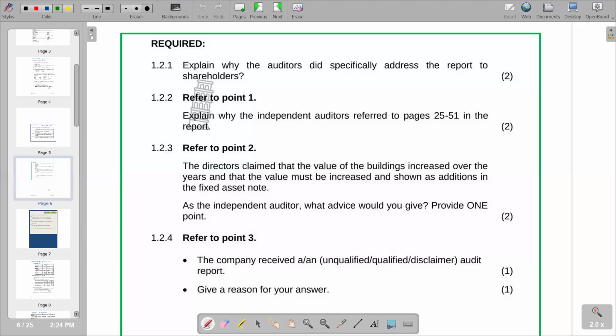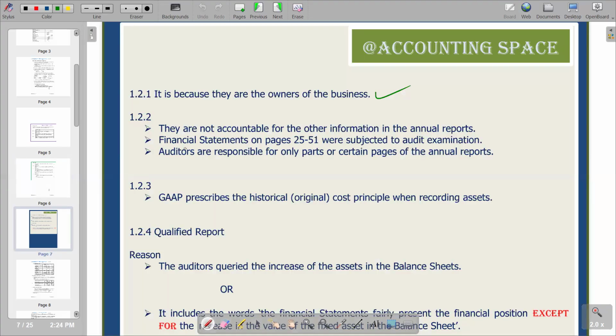So that's the point that we are going to point out in the answer section, that financial statements on pages 25 to 51 were subject to audit examination. That's the reason that we are supposed to state in the answer section. So we have the reason stated, as we are saying, financial statements on pages 25 to 51 were subjected to audit examination. So that's the reason that we have.